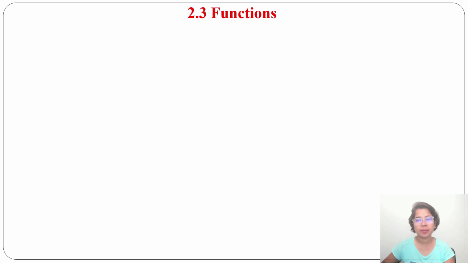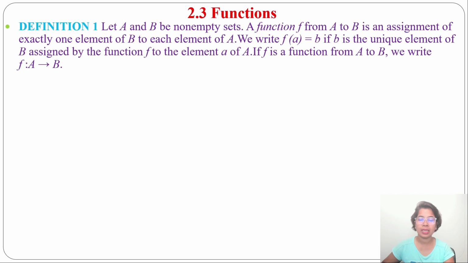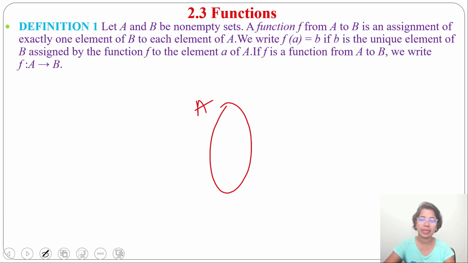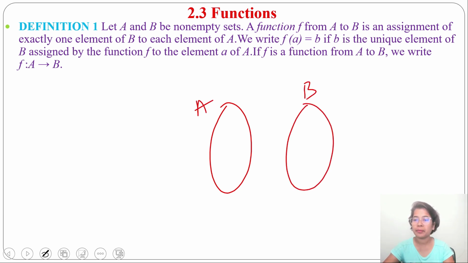Let's discuss the next topic of set theory. It's about functions. First, the definition of a function. Let A and B be non-empty sets. We have two sets: one set is A, another set is B. A function f from A to B is an assignment of exactly one element of B to each element of A.